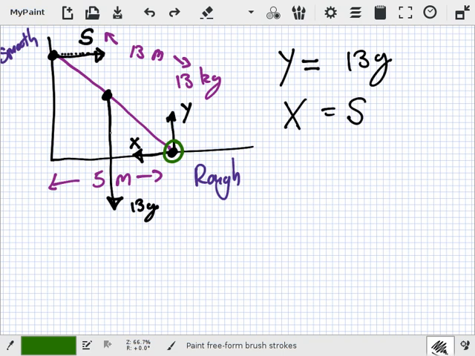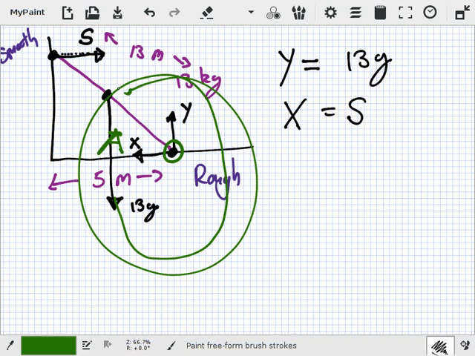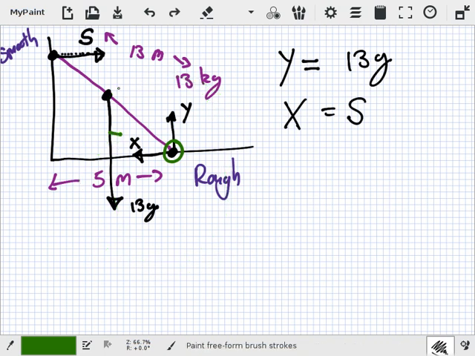Now, let's look at this force. Is it clockwise or anti-clockwise? It is anti-clockwise, actually, because it's going around the turning point this way. That's anti-clockwise. Okay. So this one here is anti-clockwise, and this one up here is clockwise.